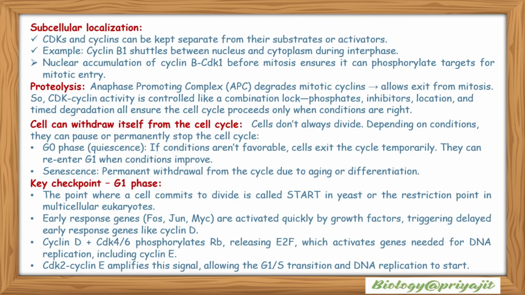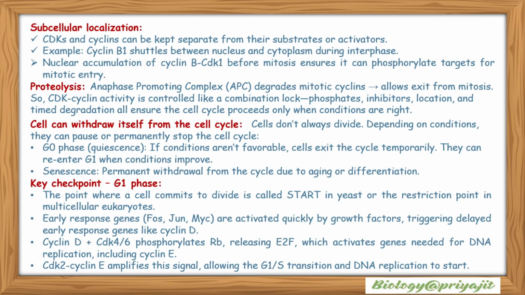A cell can withdraw itself from the cell cycle and not divide. Depending on conditions, cells can pause or permanently stop the cell cycle. In G0 phase, or quiescence, if conditions are not favorable, cells exit the cycle temporarily. They can re-enter G1 when conditions improve. Senescence is permanent withdrawal from the cell cycle due to aging or differentiation.